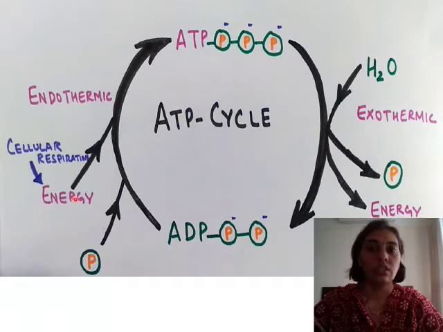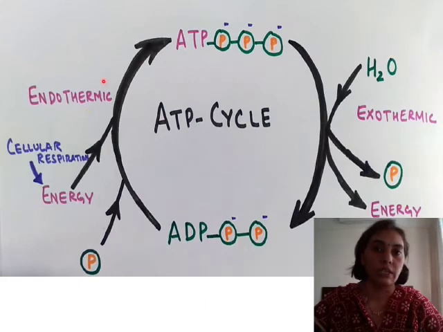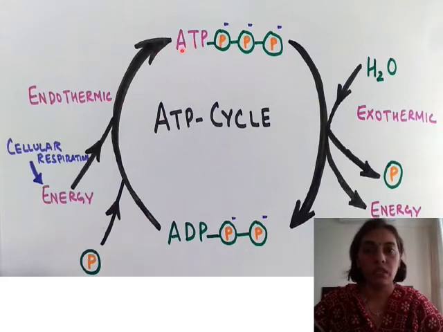Now here, since the energy is going to be used up in adding one phosphate, since it is use of energy or energy is being absorbed, the process is endothermic. So once one phosphorus group is added to ADP, it gets converted to ATP, that is adenosine triphosphate. Now here you can see 3 phosphorus groups.